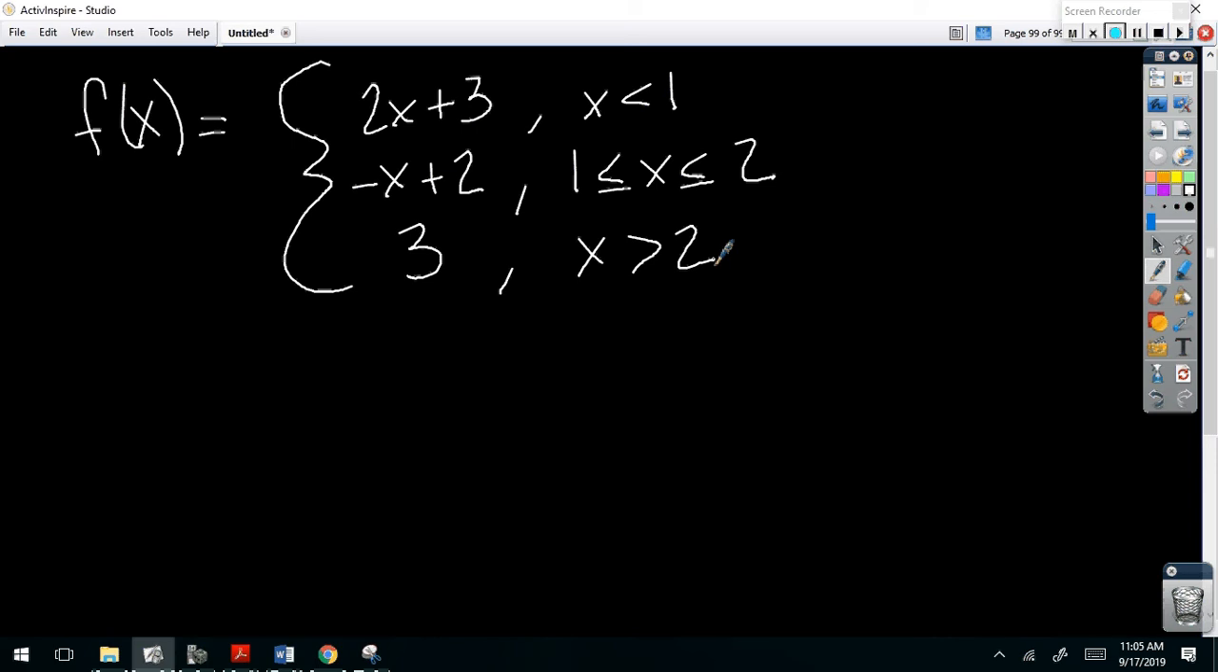So about the 3 lines? This is going to have 3 pieces. That's exactly right, 3 pieces. Okay?